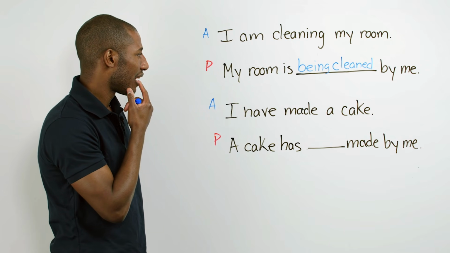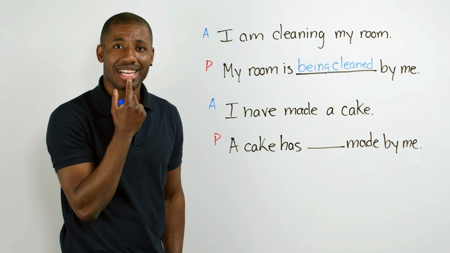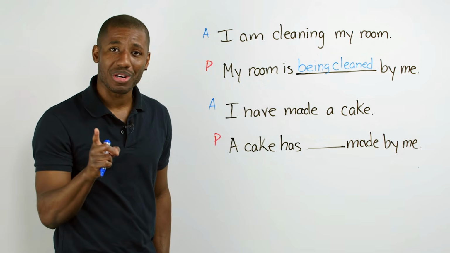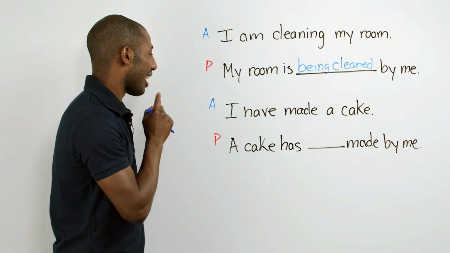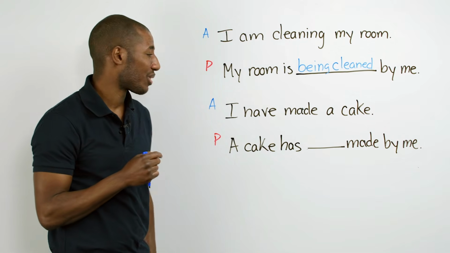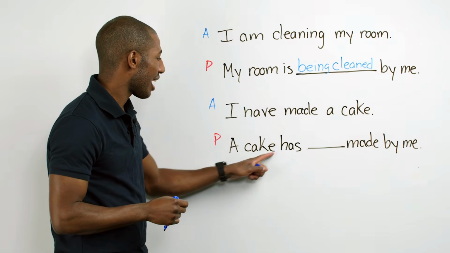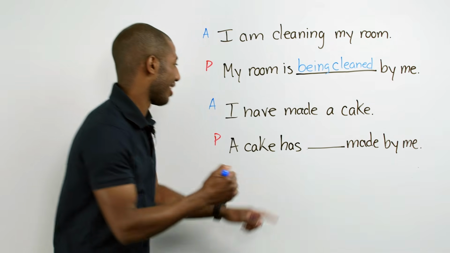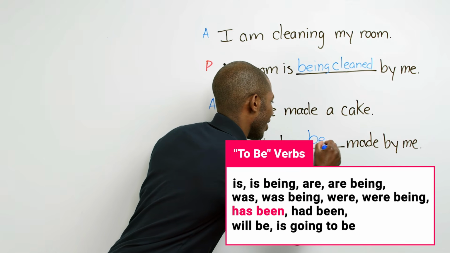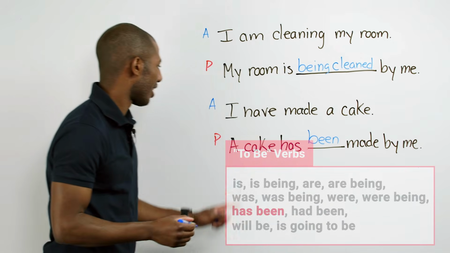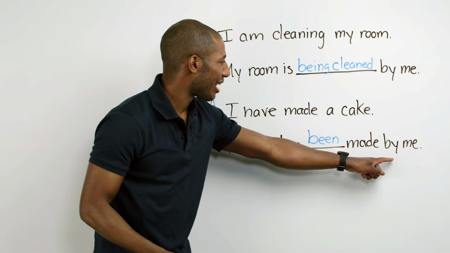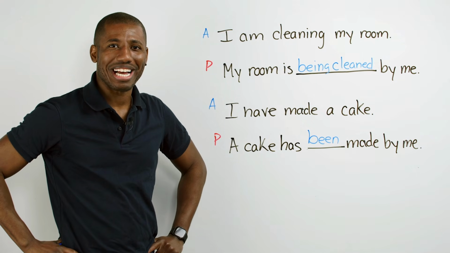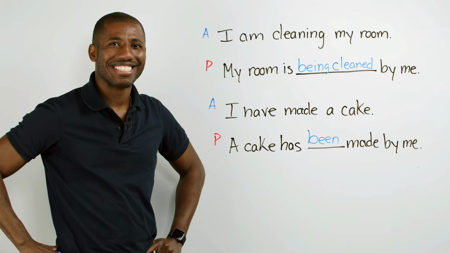This is written in the present perfect tense. And I know that my to be verb has to match in the passive voice sentence as well. So, a cake has been. A cake has been made by me. Wow. Good job, everyone. Let's move on.